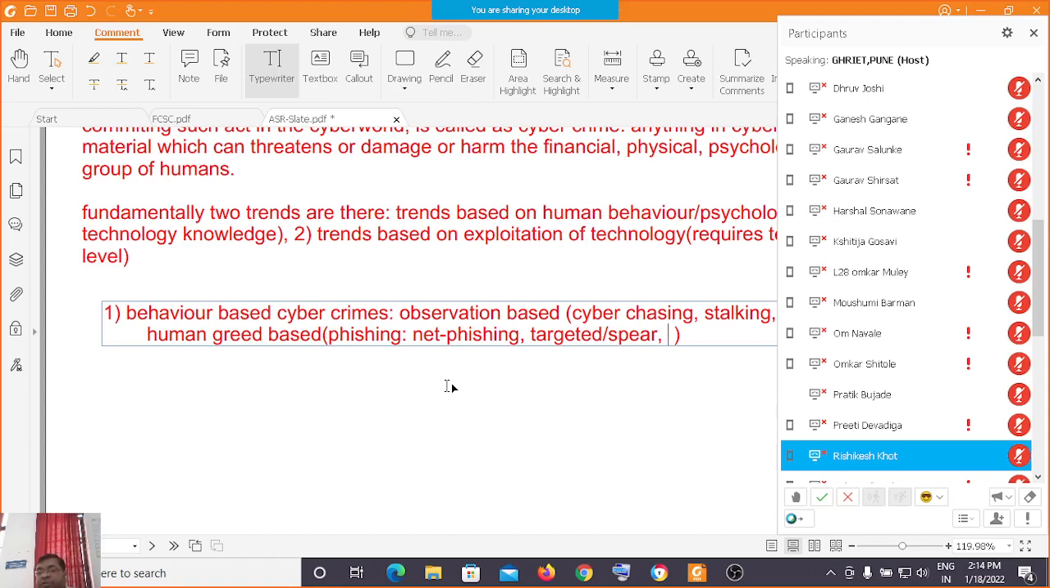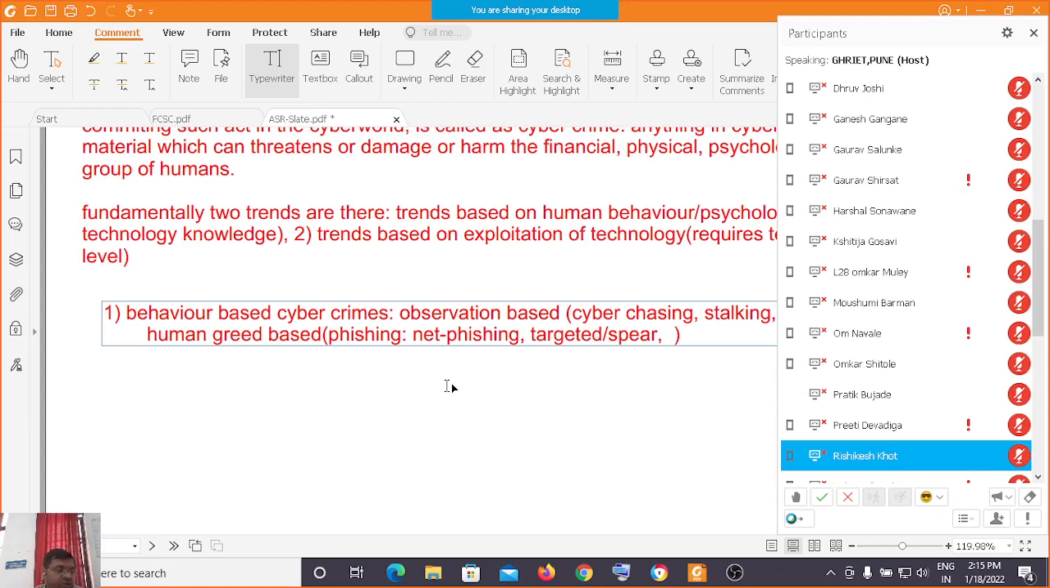Targeted phishing or spear phishing means instead of sending mails to many poor people, you simply target one greedy rich person or one lonely rich person. You befriend that person using chatting and other cyber means, and then you use the trust you gain through chatting and befriending to betray that person financially. So that is what we call spear phishing.